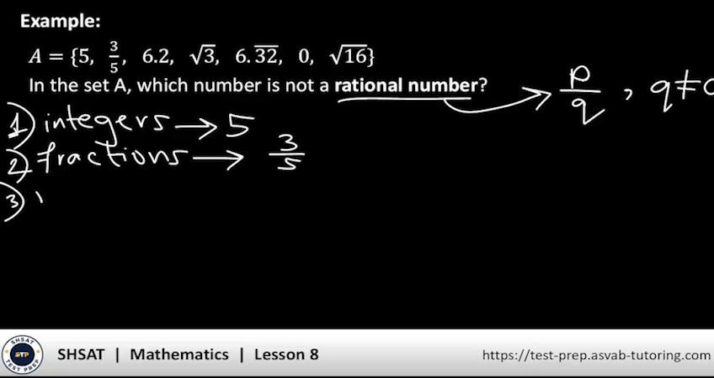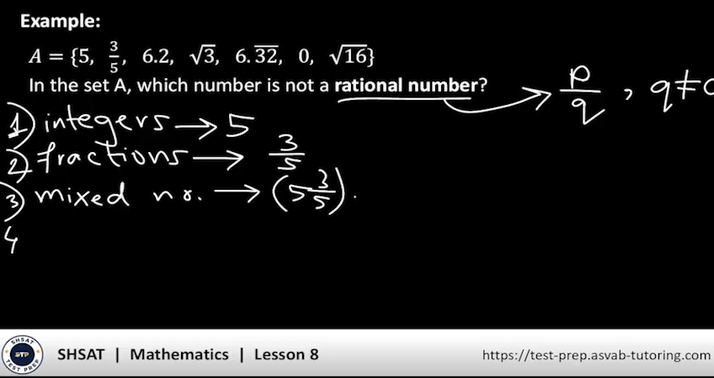At the same time, mixed numbers can also be a rational number, okay? Any sort of mixed number, let's say if we do 5, 3 over 5, that's a mixed number, but we know that that is not a part of the question here, but I'm just still writing it down so that you can note it down which ones are rational numbers and which ones are not, okay? At the same time, repeating decimals are also rational numbers.